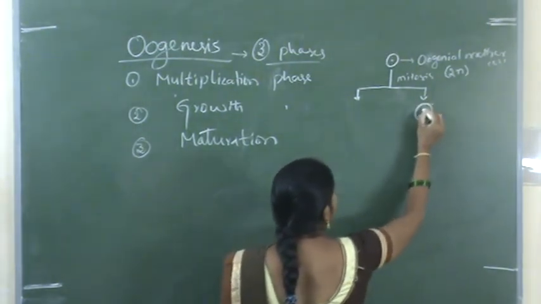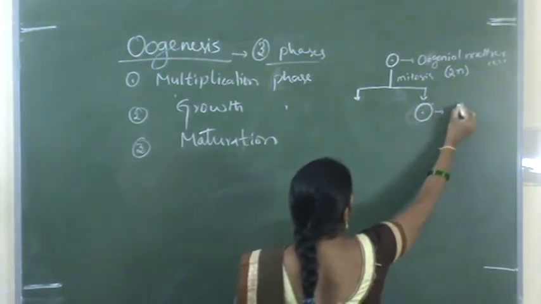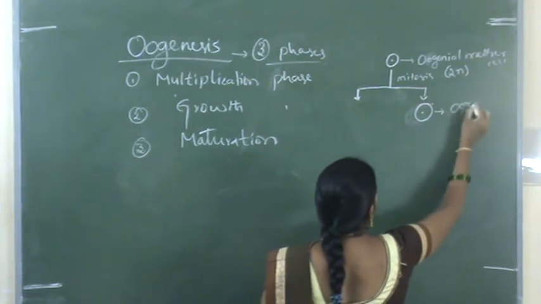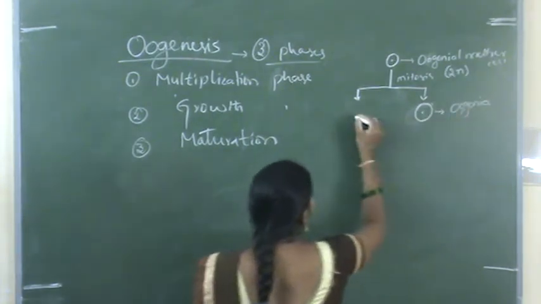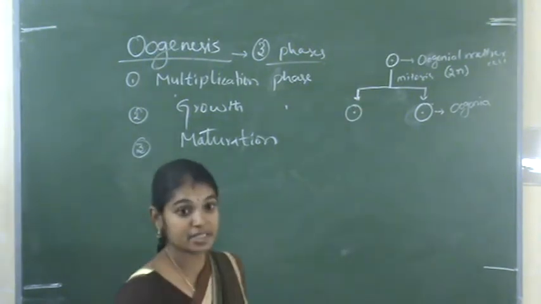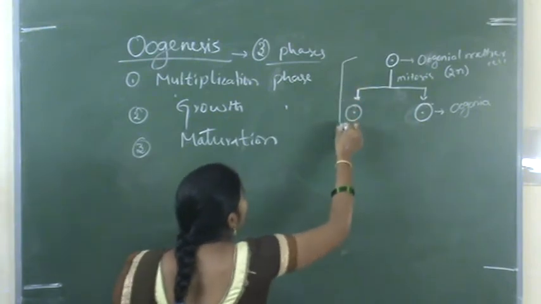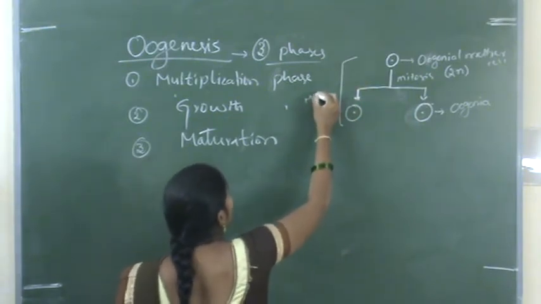So this is called oogonia. And another cell is also found here, because it is a mitotic cell division. So this is known as the multiplication phase.